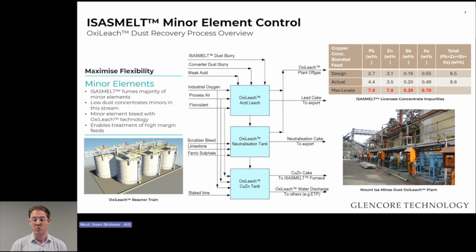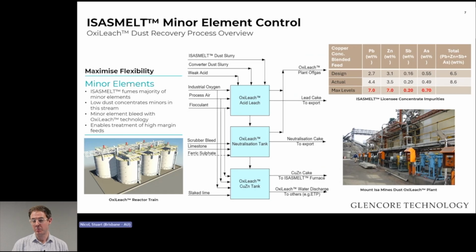We find generally that the more effective way is to bleed this from the smelting furnace dusts. Due to the low dust make of the Isasmelt furnace as well as the high level of volatilization in the furnace, you have very high levels of minor elements reporting to the dust, which we can take, bleed and treat. So we offer the oxy-leach technology for this application.